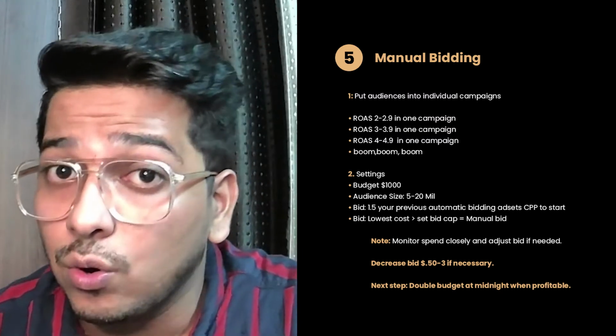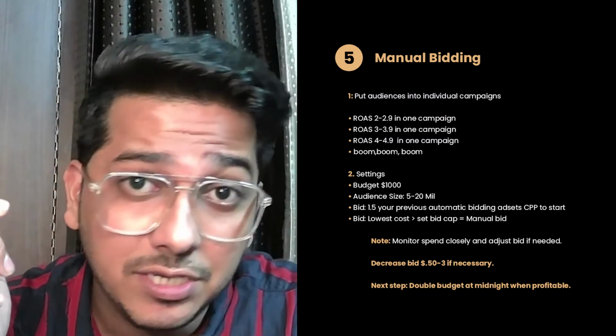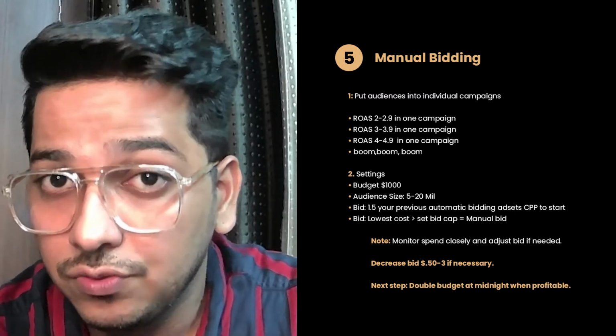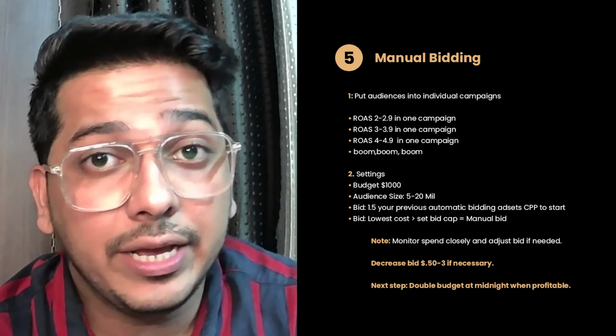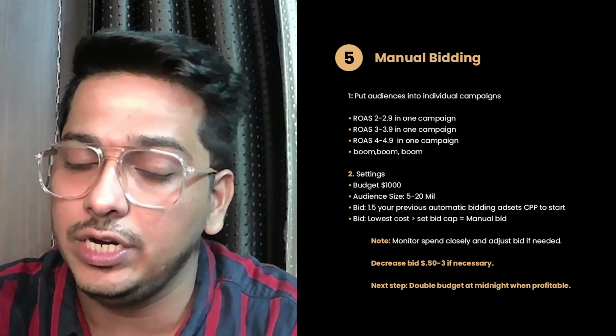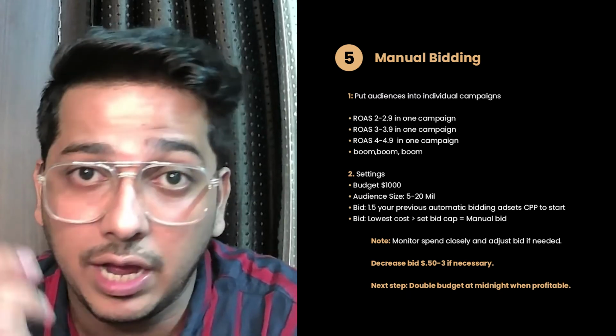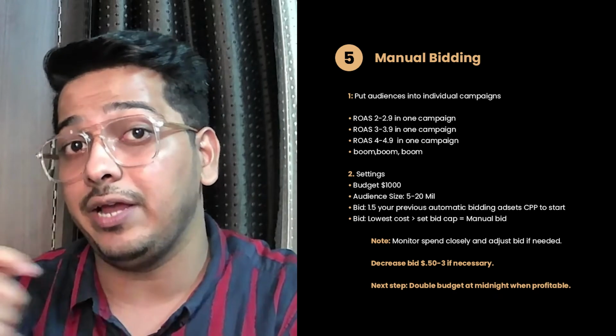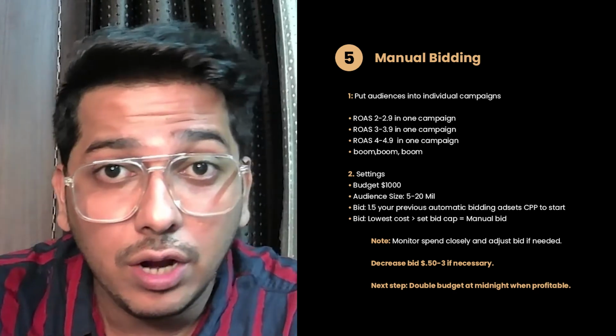And if you are noticing that your budget is not spending, then what you have to do? Then you need to decrease the bid by 50 cents or increase it by 50 cents. Getting my point what I'm saying over here? I have mentioned over there to decrease the bid by 50 cents to $3 if necessary, but I'm giving you one more hack as well. Make sense? So you need to take care of at which particular bid your manual bidding campaign is spending the money. Getting my point? And bringing you the results.